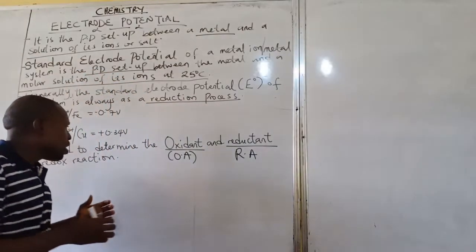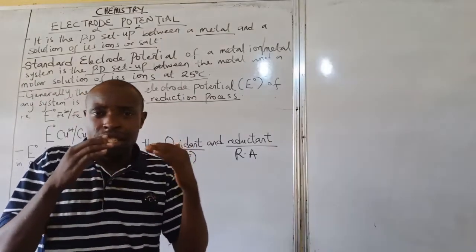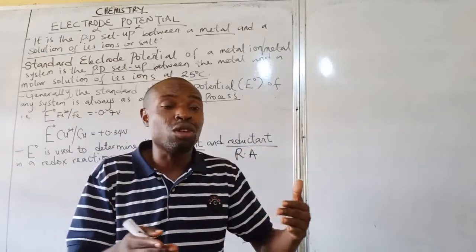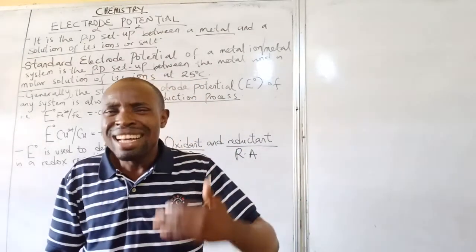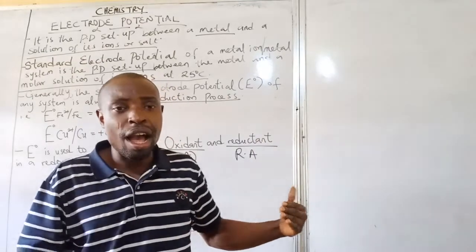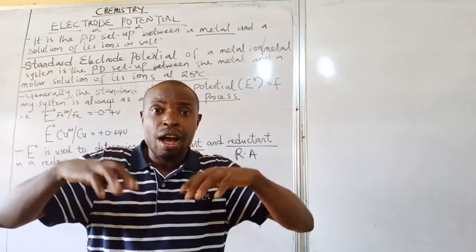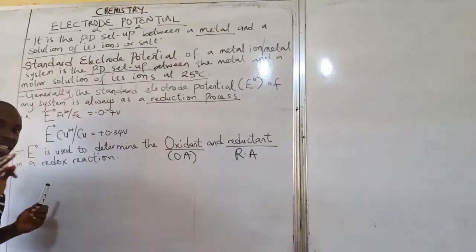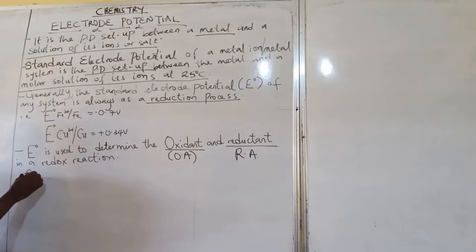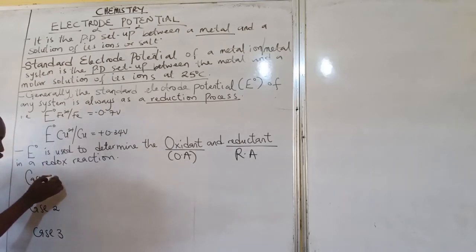Is that clear? Now, if you have understood the fact that standard electrode potential is used to determine whether a substance will be called an oxidant or a reductant, what are the three major cases that we are to encounter in such context? There are three cases basically under this, and we have case one, case two, and lastly, case three.